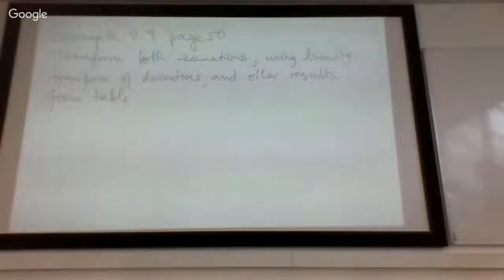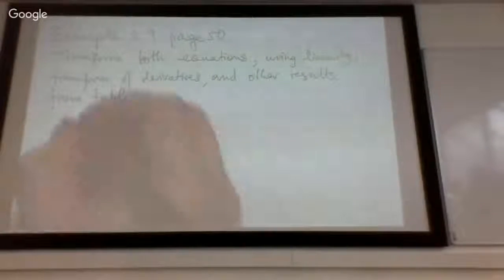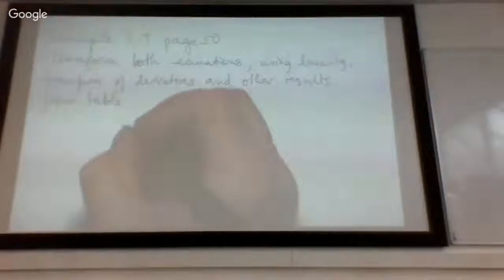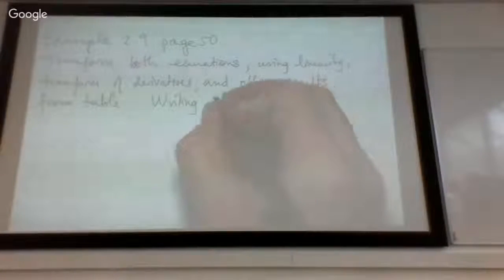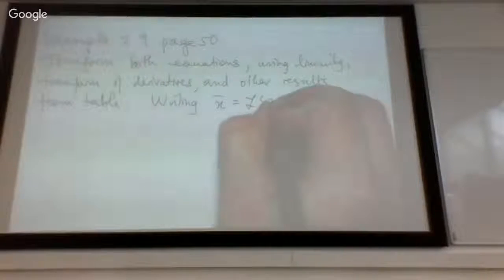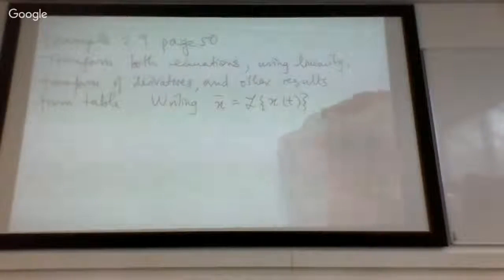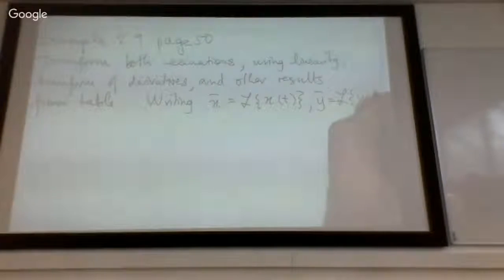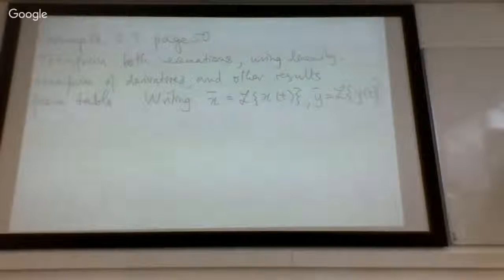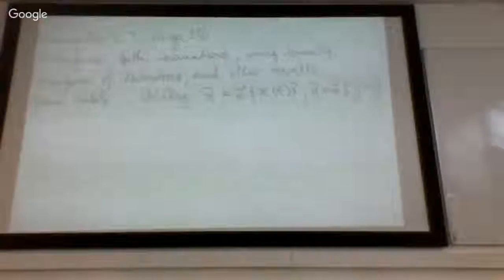So transforming the first equation. The first equation is dx/dt plus 4 dy/dt plus 5x equals 3. When we take the transform of that, we'll have, well, we have to quickly remark that we're going to write x bar for the Laplace transform of the function x and y bar for the Laplace transform of the function y, which is the usual notation.